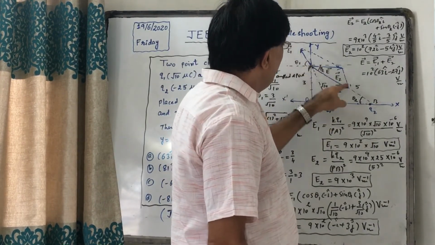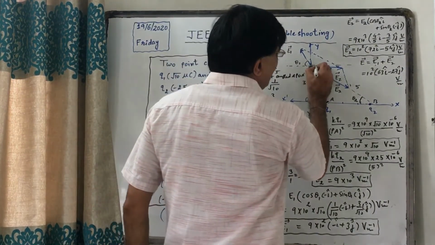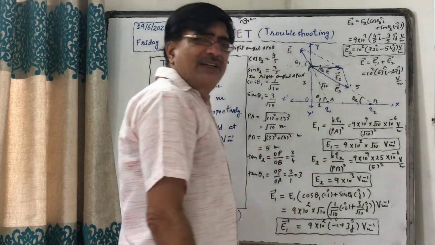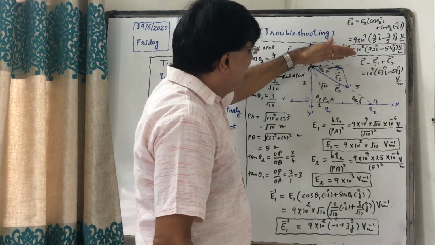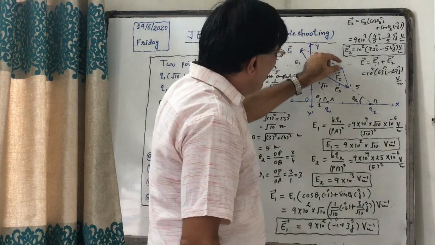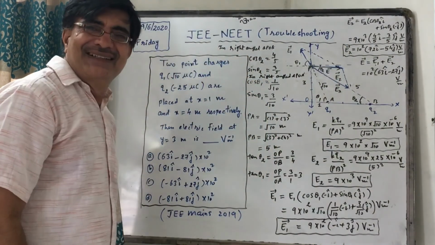So if I prepare a parallelogram, its diagonal will be like this. From the diagonal only we can decide the value. Its x component is positive and has more value, the y component is negative and has less value. Only answer A is possible.